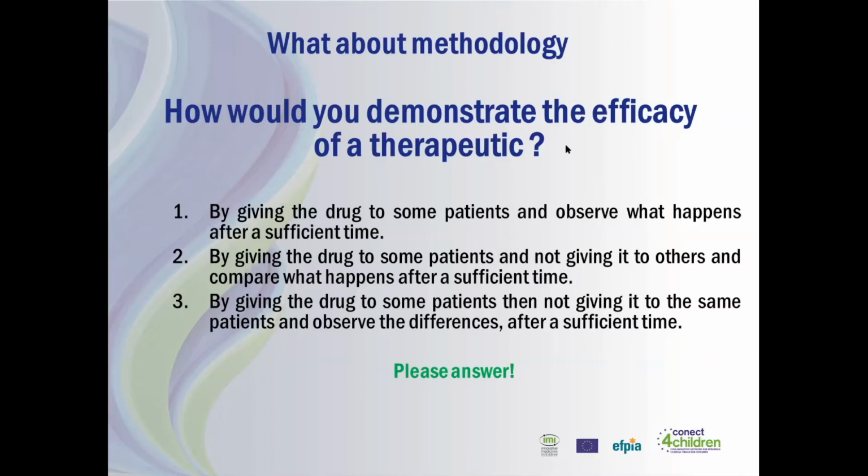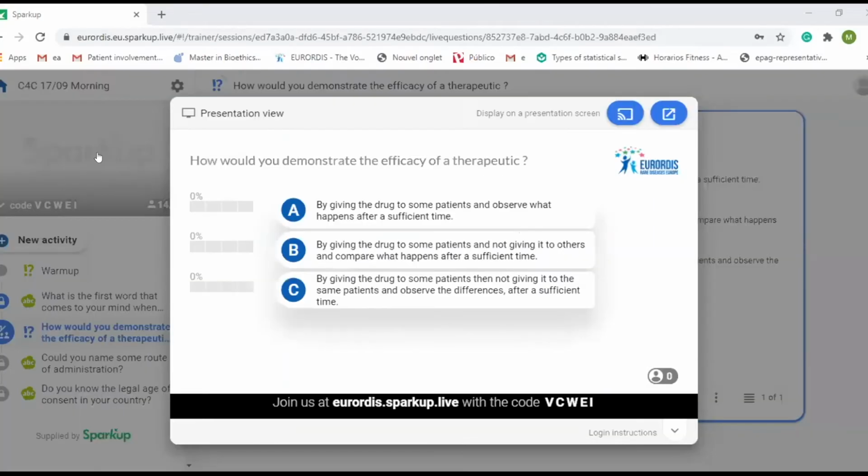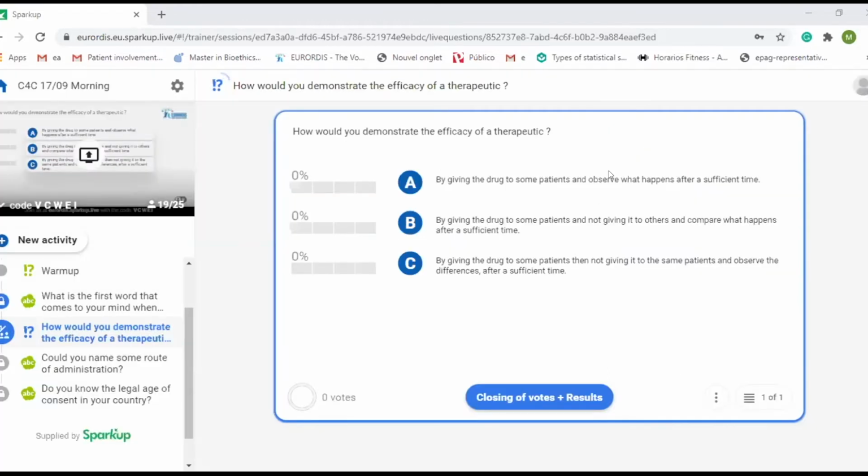So Maria, for the poll. Yes, I'm sharing. So I will read. Would it be by giving the drug to some patients and observe what happens after a sufficient time? Or by giving the drug to some patients and not giving it to others and compare what happens after a sufficient time? Or by giving the drug to some patients, then not giving it to the same patients and observe after a sufficient time?